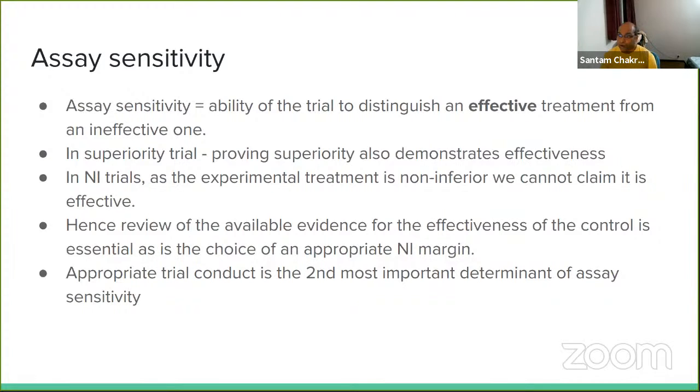In case of a non-inferiority trial, the experimental treatment is actually non-inferior and therefore we cannot claim that it is effective. Why? Because in your non-inferiority trial, the experimental treatment may be non-inferior but not effective if you have chosen a particularly wide non-inferiority margin. Hence, to determine assay sensitivity or the effectiveness of the experimental treatment, it is extremely important that you review the available evidence for the effectiveness of the control as well as understand whether the non-inferiority margin has been chosen correctly. In addition to this, the way the trial has been conducted is a very, very important determinant.